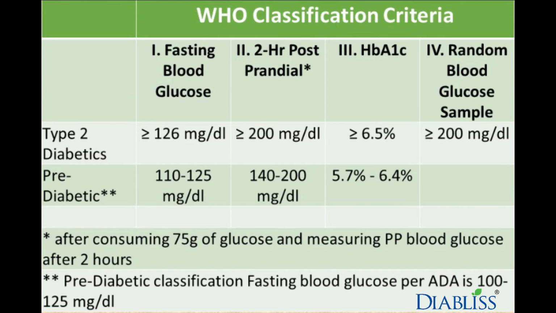Among the 4 classification criteria, HbA1c is typically used most extensively, as this is the most useful metric since it is indicative of 3-month blood glucose control. There is a difference in pre-diabetic criteria between WHO and ADA. For WHO, pre-diabetics are those individuals whose fasting blood glucose is between 110 to 125 milligrams per deciliter, whereas ADA classifies a narrower range of 100 to 125 milligrams per deciliter.